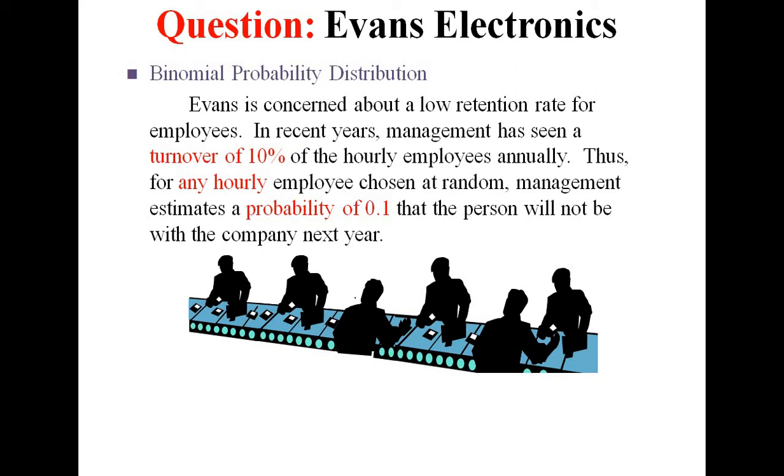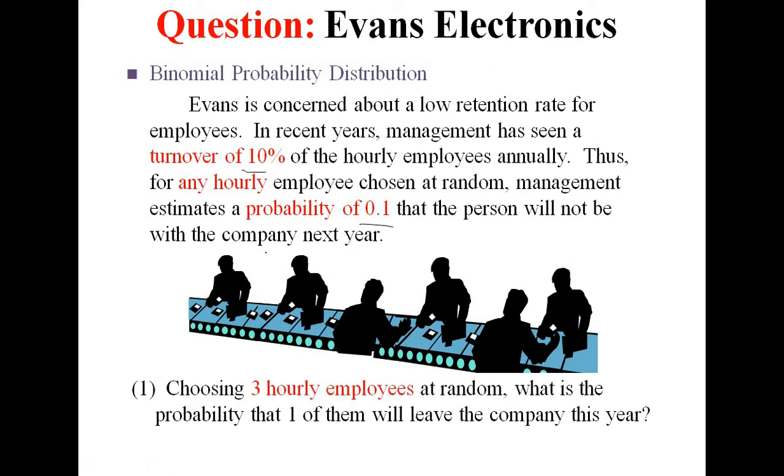Events is concerned about a low retention rate for employees. In recent years, management has seen a turnover of 10% of the hourly employees annually. Thus, for any hourly employee chosen at random, management estimates a probability of 0.1 that the person will not be with the company next year. So now we have the keyword turnover 10% and then probability 0.1.